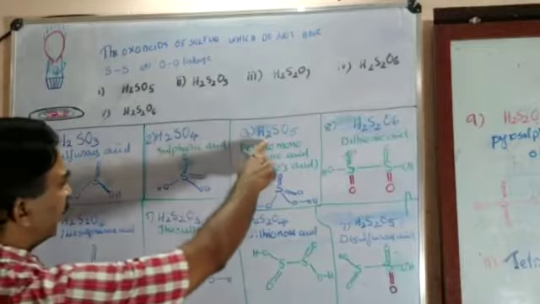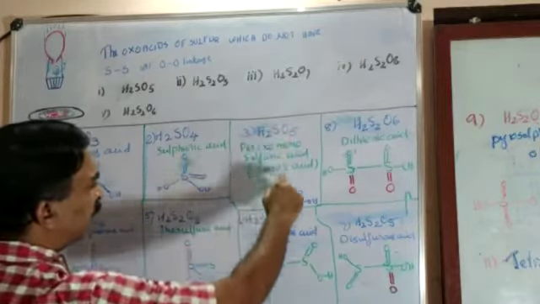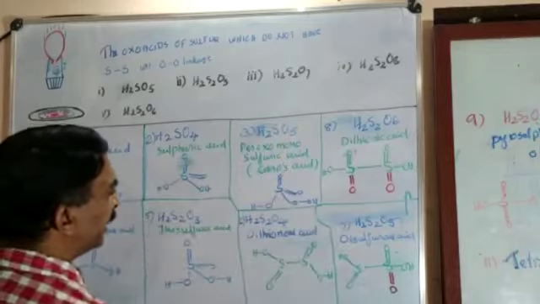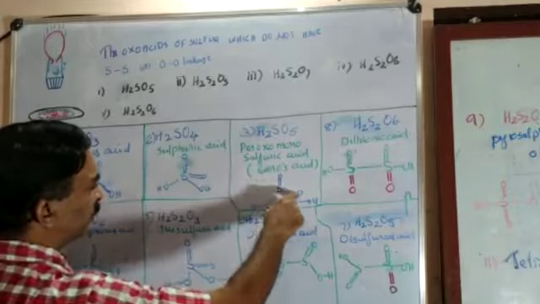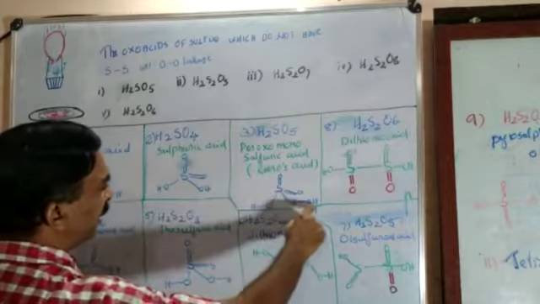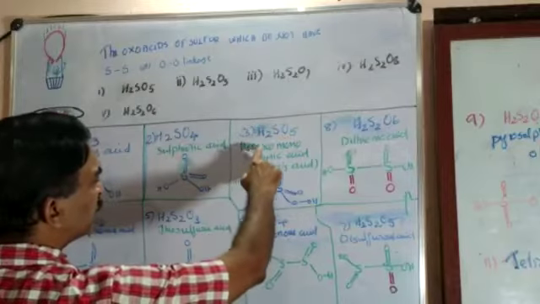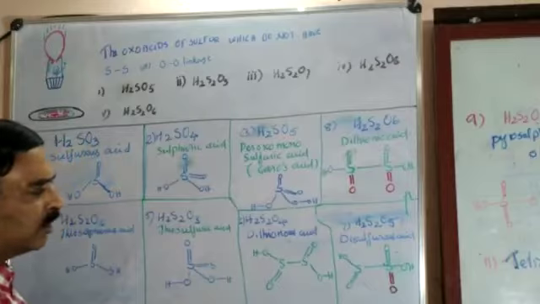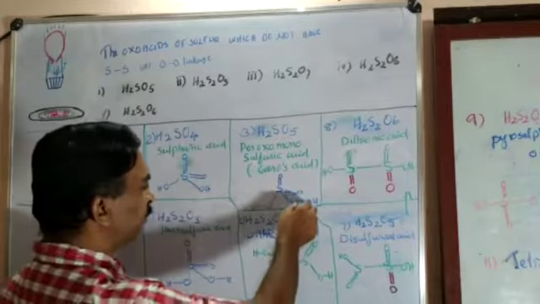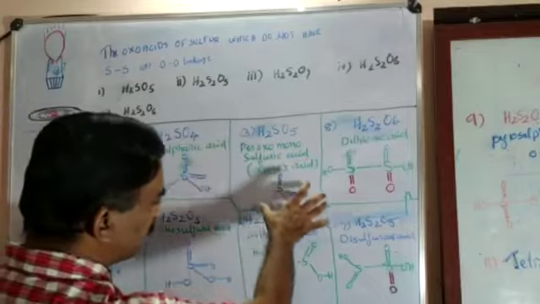Here in H2SO5, it does not have another double bond O. Instead, the new O goes as a peroxide linkage. So it has two double bond O, one OH and another OOH. It is H2SO5, peroxomonosulfuric acid, Caro's acid. It's a common oxidizing agent due to this peroxide linkage in the molecule. These three you please try to remember together.